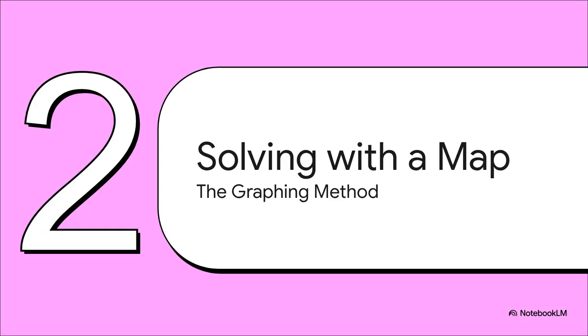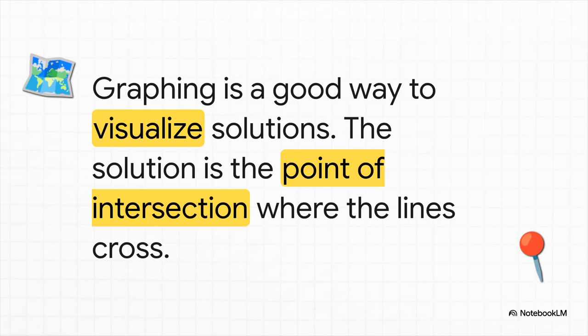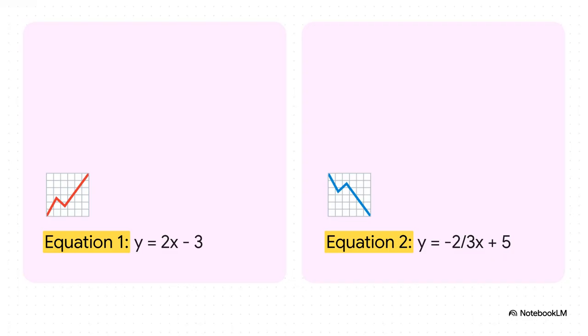Well, the most intuitive way, the way that makes the most sense visually, is to literally draw a map of the paths. Graphing is just fantastic because you can literally see the answer right in front of you. You just plot each line on the graph and boom, the point where they cross, that's your solution. It's like a visual confirmation of that meeting spot we've been talking about. Okay, so let's try it with these two equations.